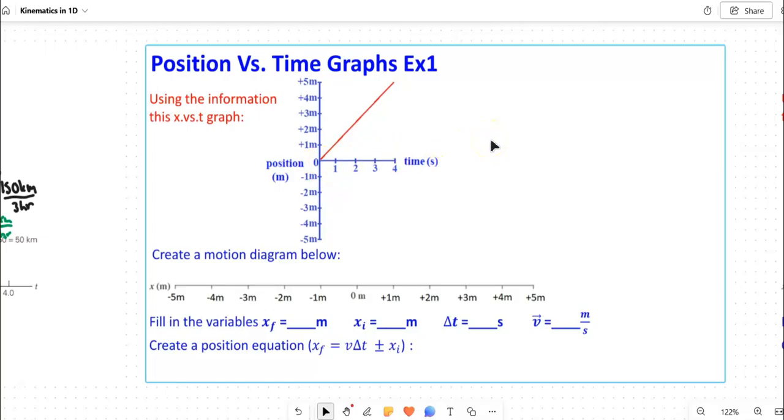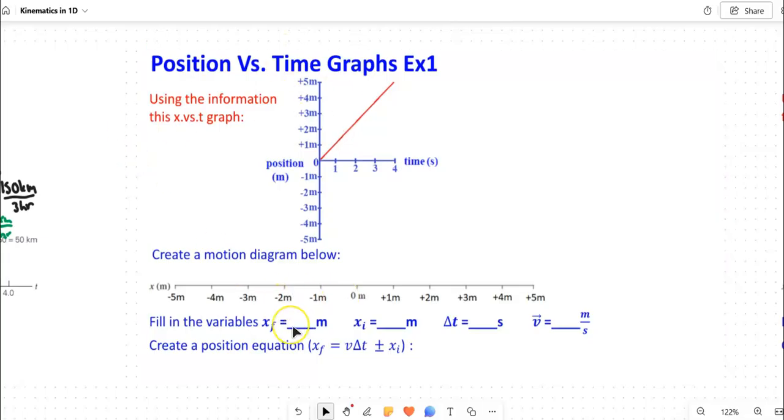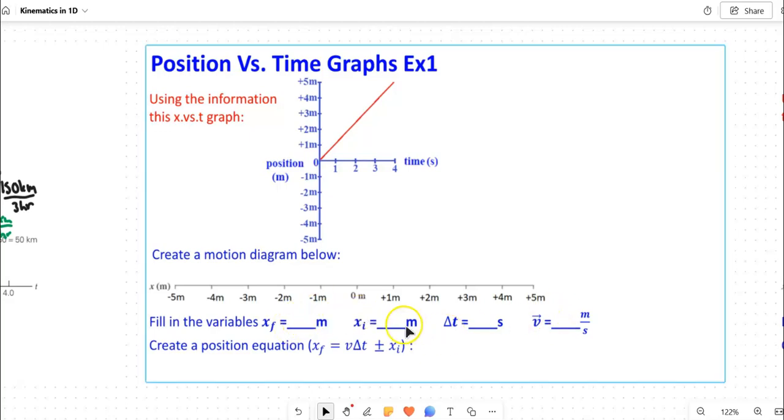Okay, so what you're being asked to do is interpret this position versus time graph and create a motion diagram below. You're also being asked to fill in these variables. What's your final position? What's your initial position? What is your overall period of time? And what is your velocity over this entire graph? And from there, we're going to create an equation that will predict, this will be like y is equal to mx plus b. We'll talk about that in a second. But this is a linear fit for this graph.